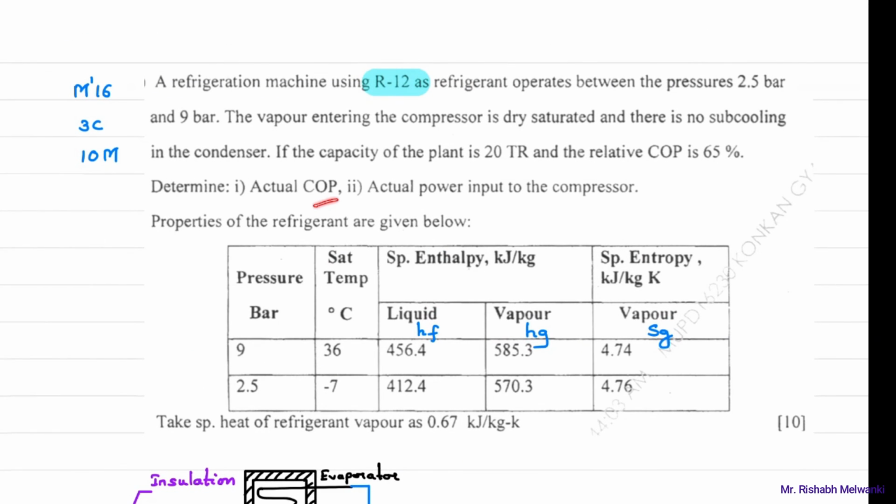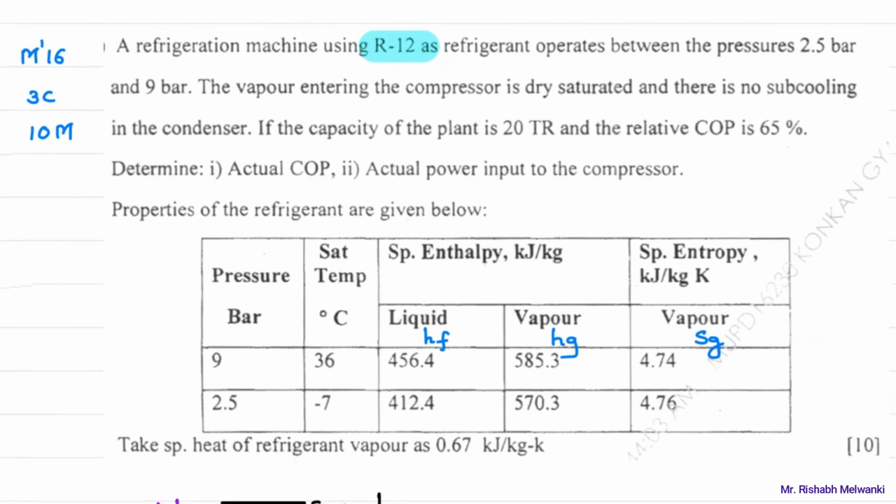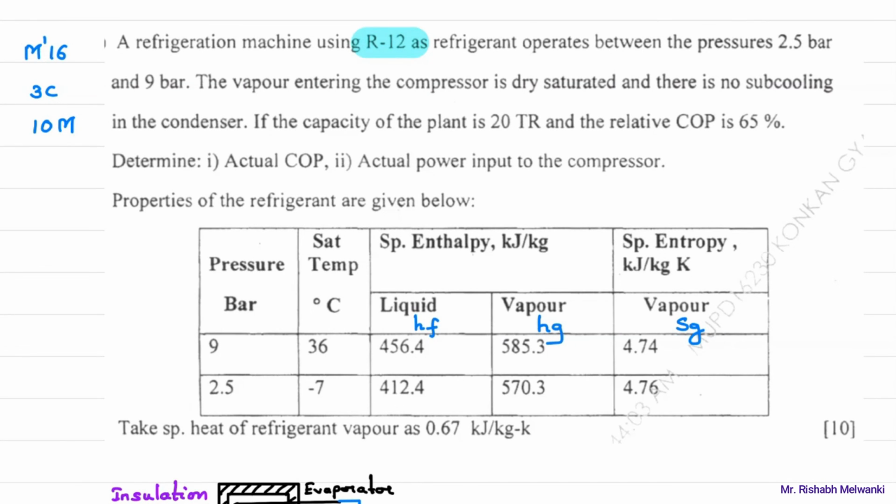So basically we have to find the enthalpy values. How did we find enthalpy? Since this is standard vapor compression, point 1 is dry saturated, so H1 is given by Hg at 2.5 bar. How will H2 come? H2 will be Hg at 9 bar plus Cp of vapor into T sub 2, which is unknown, minus T sat 2, which is 36.